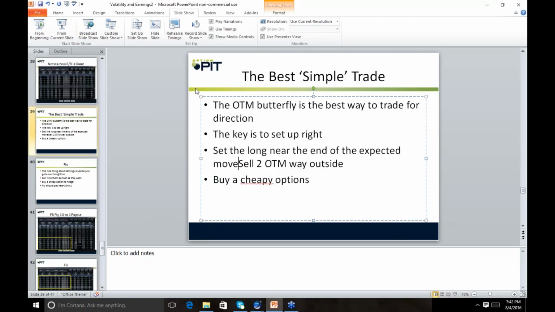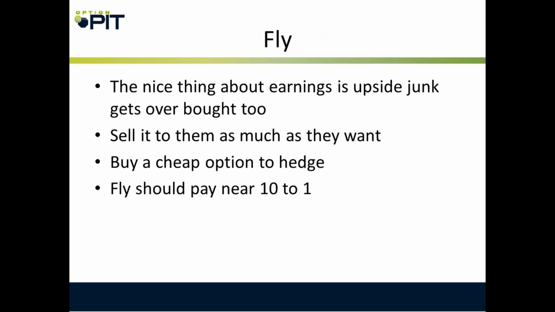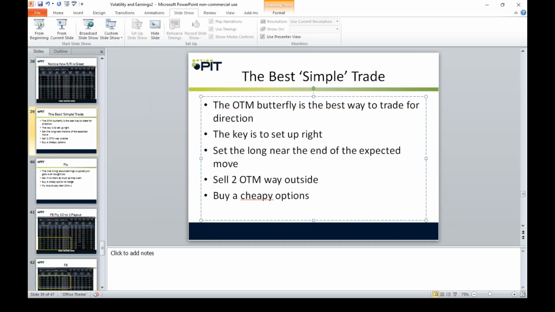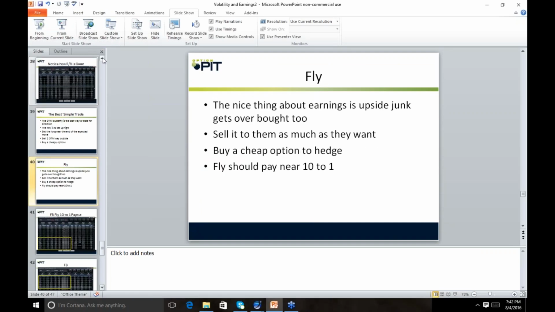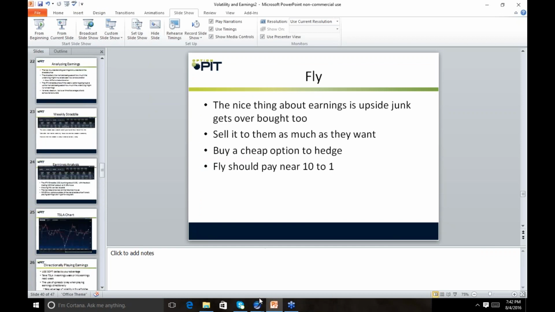So what I do is I set the long near the end of the expected move. I sell two way outside, and then I buy a cheapie. And the nice thing about earnings flies is the upside juice gets so overbought I get to sell it to people. I sell as much as they want, and then I buy just a cheapie option to hedge. And they can pay out 10 to 1. So let's go back to Apple and look at some of those cheapie butterflies.